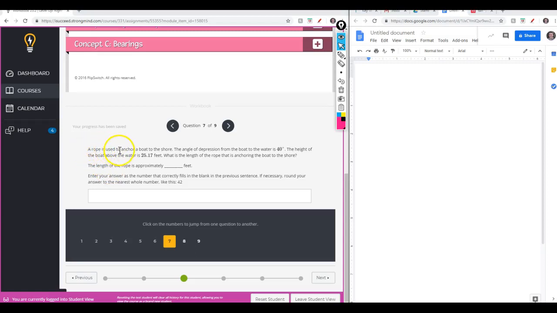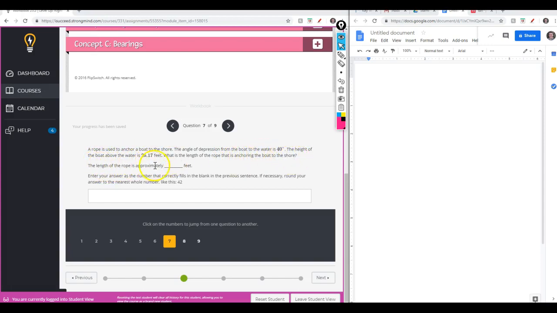Alright, a rope is used to anchor a boat to the shore. The angle of depression from the boat to the water is 40 degrees. The height of the boat above the water is 25.17 feet. What is the length of the rope that is anchoring the boat to the shore?